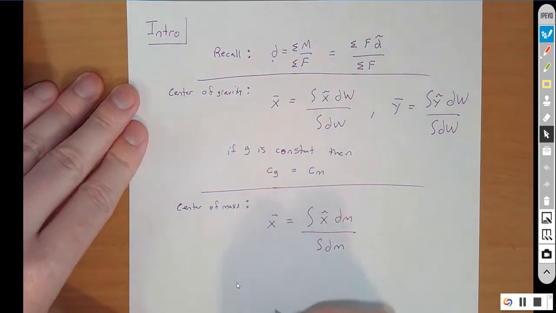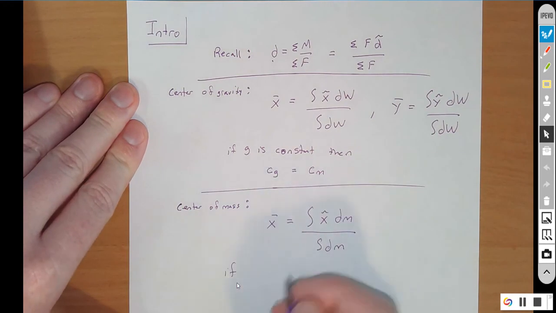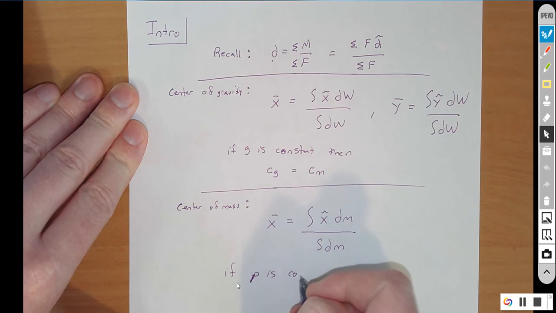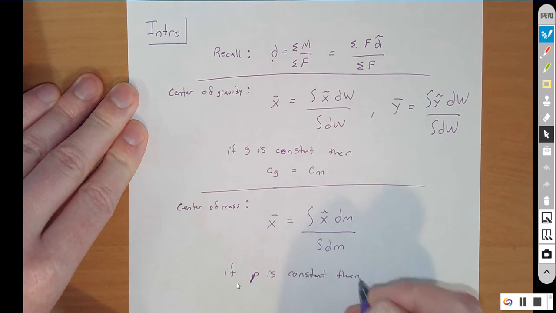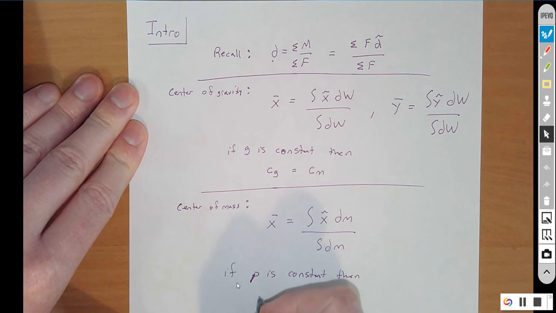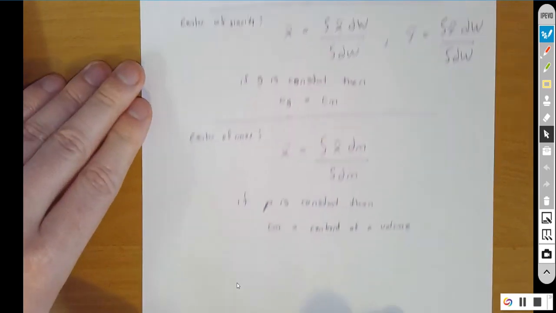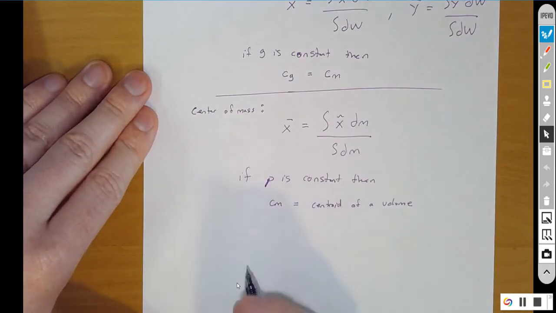And then if rho, which is density, is constant, then the center of mass will be equal to the centroid of a volume. And also other shapes, but there's some other things we have to do.